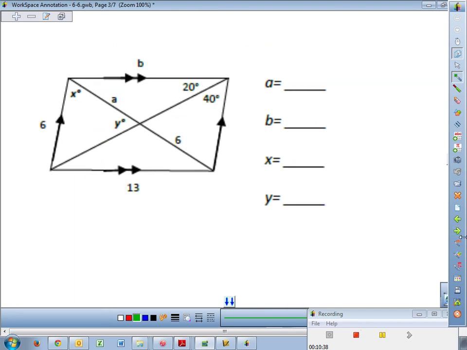Is this a parallelogram? Yes or no? Why don't you pause the video, play around with it, and find as much as you can. So after messing around with it for a little while, today we've discovered for sure that A is 6 because the diagonals bisect each other in a parallelogram, and B is 13 because those are opposite sides, right, and they got to be equal to each other.